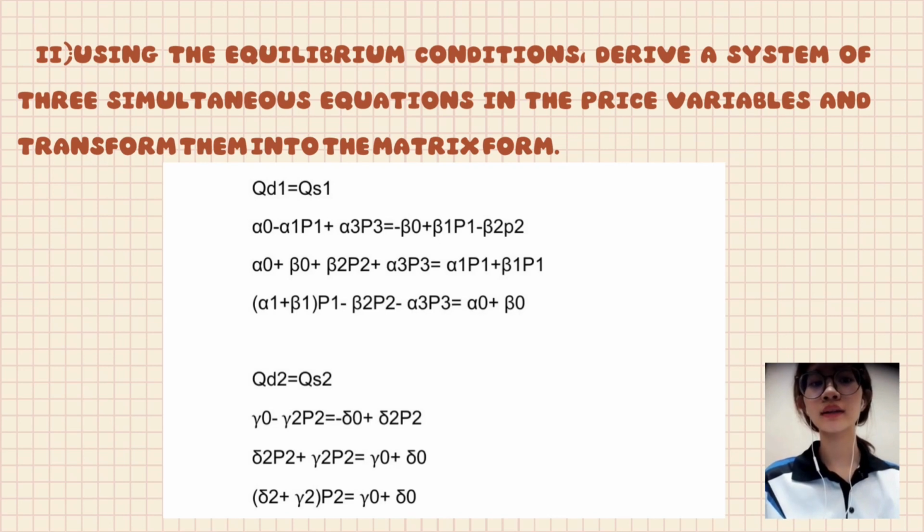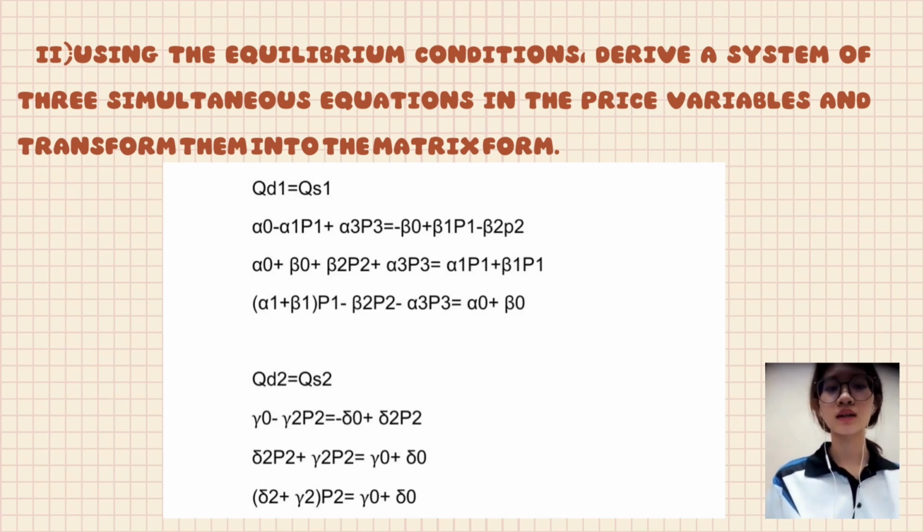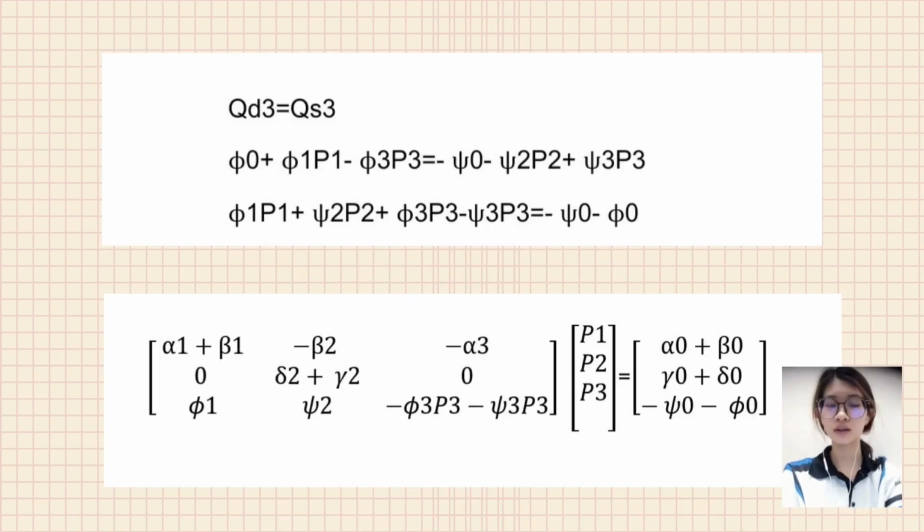And for good 2, the equilibrium is QD2 equals QS2. And then we got the equilibrium delta 2 plus gamma 2 P2 equals gamma 0 plus delta 0. Equilibrium for good 3 is QD3 equals QS3. And then we got phi 1 P1 plus psi 2 P2 plus phi 3 P3 minus psi 3 P3 equals minus psi 0 minus phi 0.